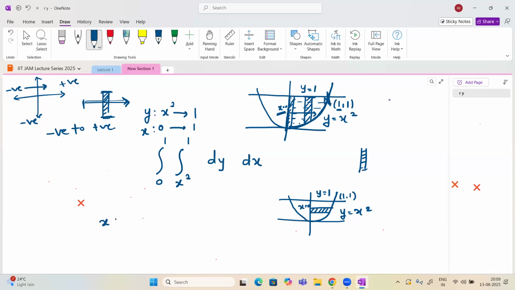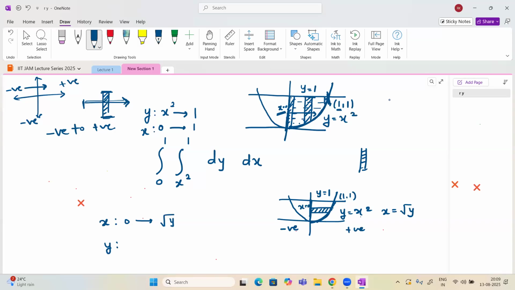Now the limits of x come first and the limits of y second, since the strip is parallel to the x-axis. I will follow the same funda: bound negative to positive, right? That means bounded below and bounded above. The strip is bounded below by what? This x equals 0. And the strip is bounded above by this part of the parabola, right? Yes, sir. Whose equation is y equals x square, but I want x equals something. So I will take the square root of both sides. So x equals root y.